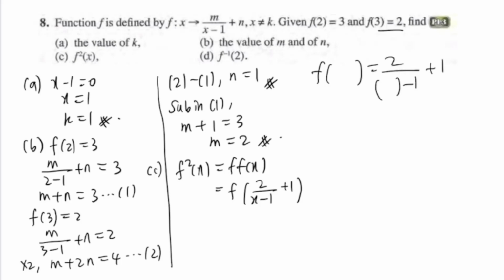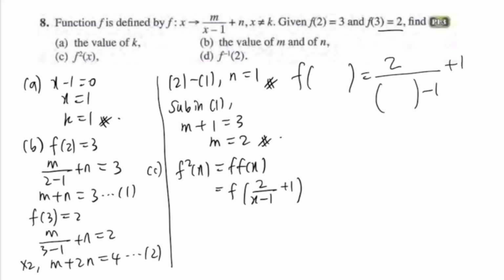So if you put this thing again, a bit hard to see. Okay, maybe I write a little bit bigger. Your fx is 2 over x minus 1 plus 1. So if you put 2 over x minus 1 plus 1, you need to put 2 over x minus 1 plus 1. Can you see that? So this is now 2, let me write a big 2 here, a big 2 over 2 over x minus 1 plus 1. There is another minus 1 here, plus 1 here.